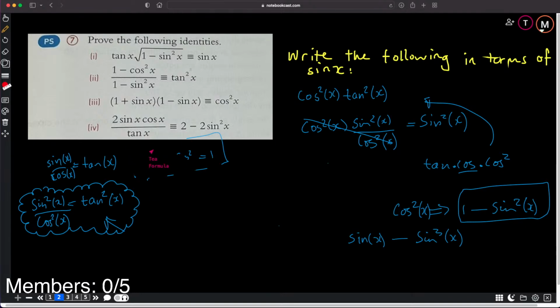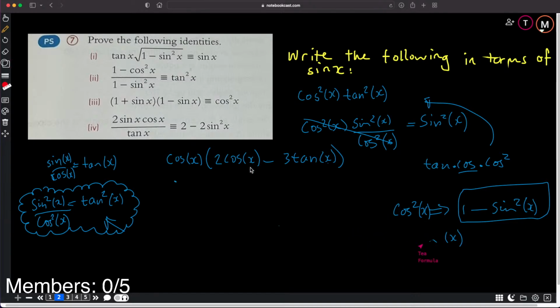Not to hog the whole show. If you're up for doing one, you just jump in, but I'm happy to do it. Cos x multiplied by 2 cos x, take 3 tan x. Cos x, let me have a look. Cos 2 cosine x minus 3 tan x. That's the one. I think this one's okay. Did you want to take it or not? Sure. Go for it.